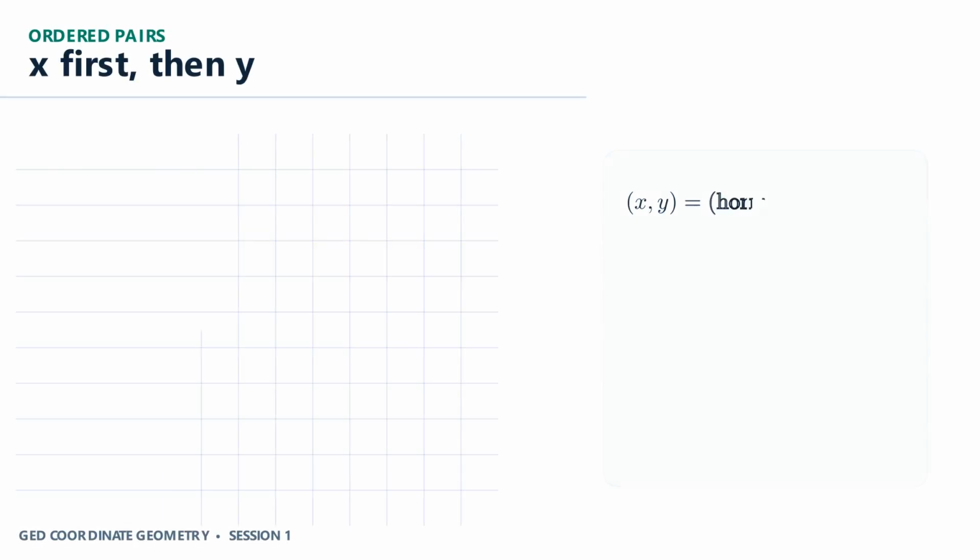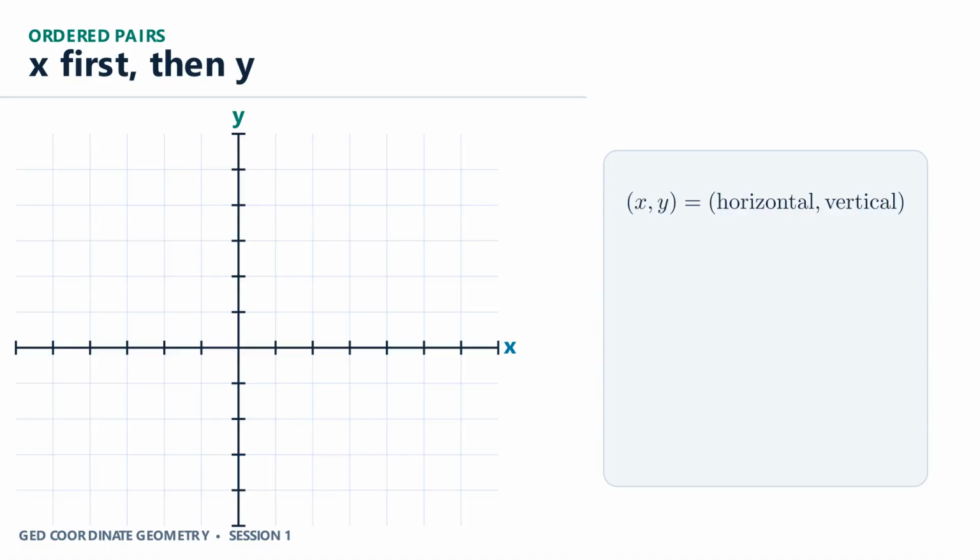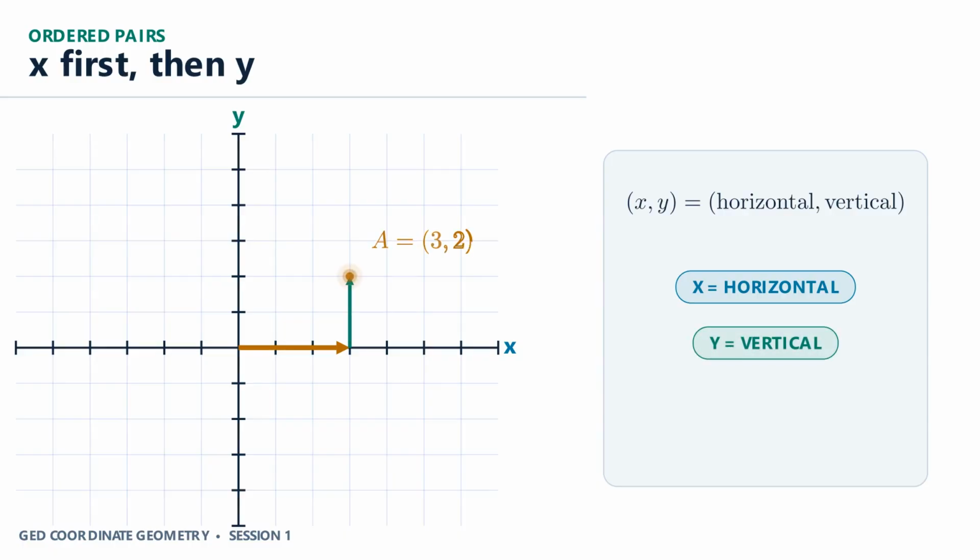An ordered pair is written x, y. The order carries meaning. X is the horizontal move and y is the vertical move. To plot 3, 2, begin at the origin, move 3 units right, then 2 units up. The destination is the point, not the path. A useful rhythm is x first, then y, horizontal first, then vertical. Read the coordinate back from the graph to verify it: 3 across, 2 up.